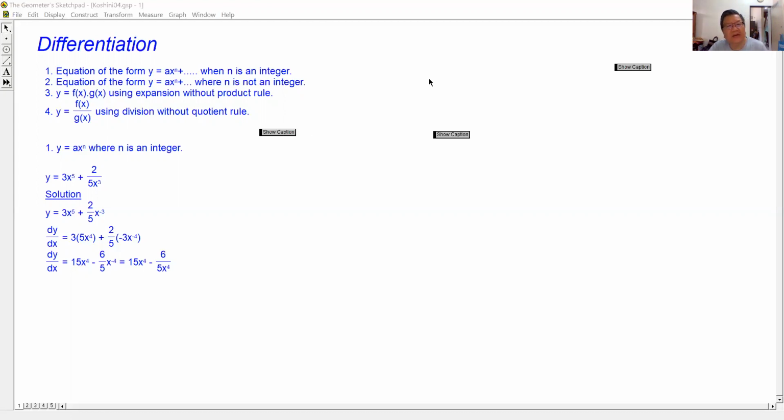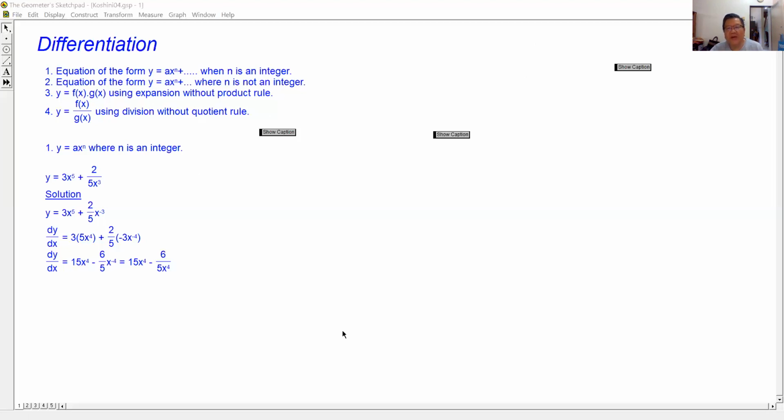not us, right? But somehow, when they look at some of the trial exam papers from other states, and I don't know from where, they do ask the question with fractional indices, right? So I'm going through with you how to differentiate when the index is a fraction.